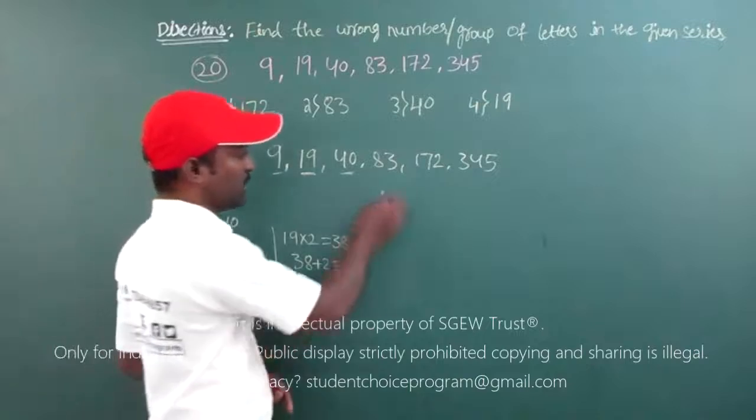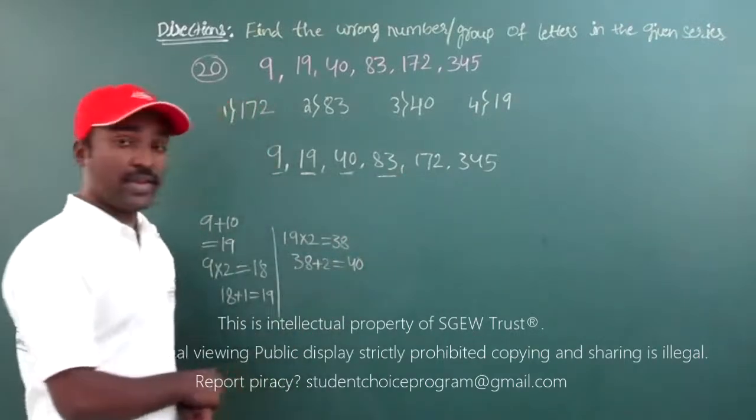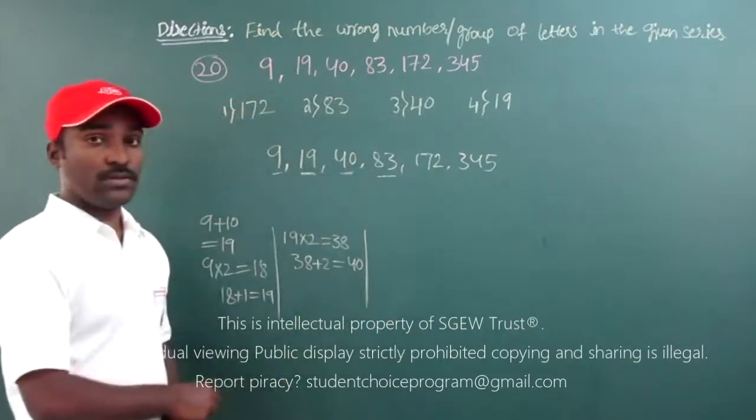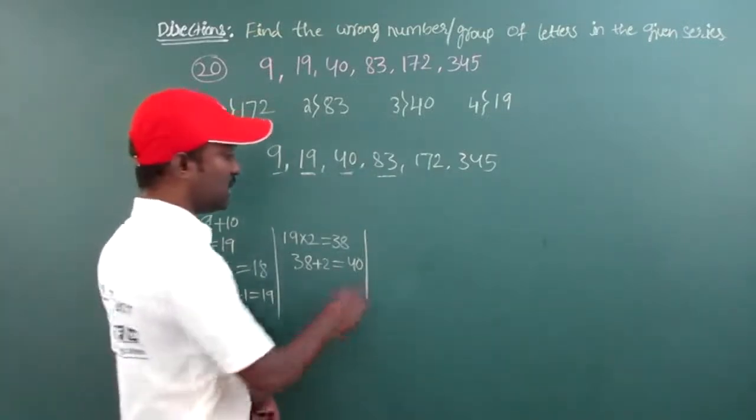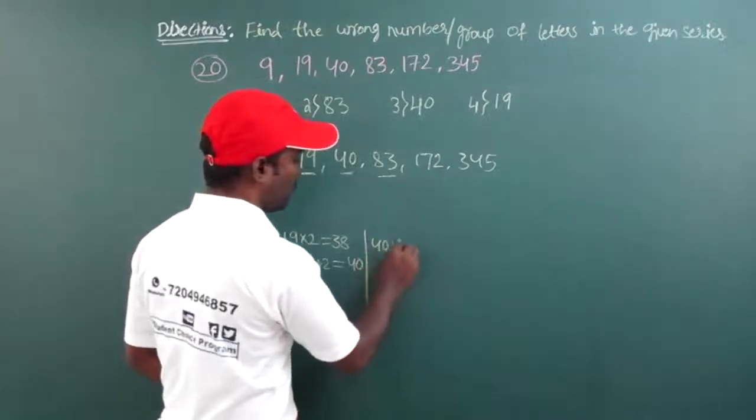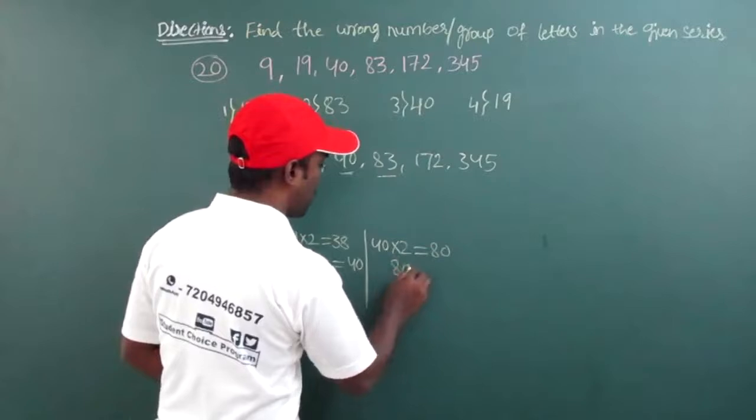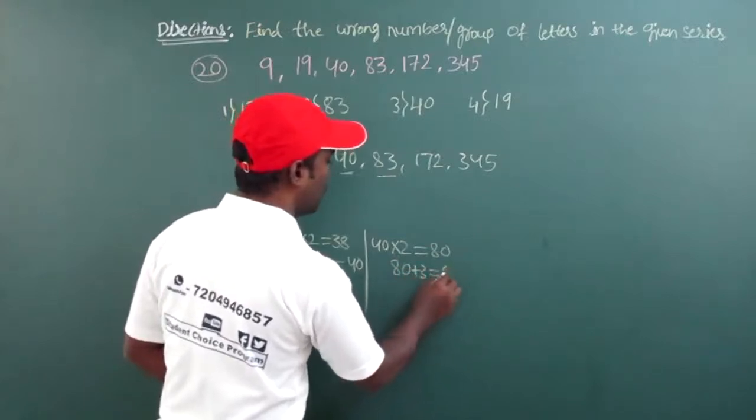Now moving to the next number, 83. How can I get 83 by using 40? 40 into 2 will give me 80. 80 plus 3 will give me 83.